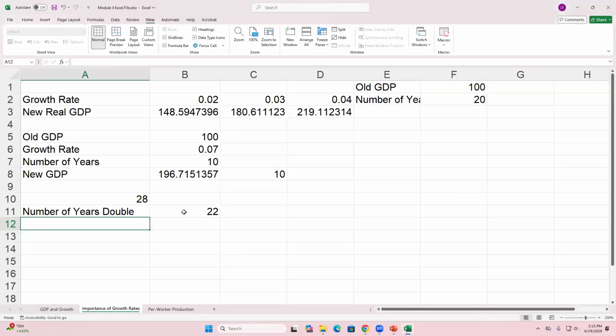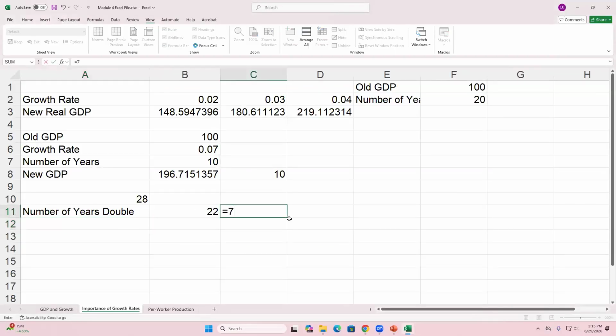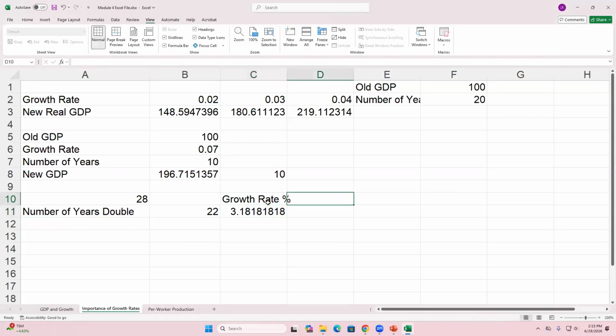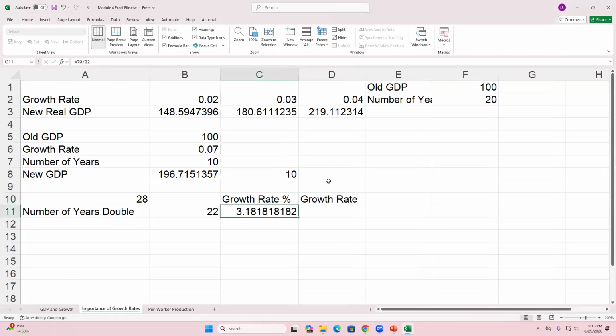Okay. So if I go back to Excel, and I say the number of years to double I know is 22, then the growth rate I would need is 70 divided by that number of years. So 3.18 would be the growth rate I need as a percent. If instead I was asked for the growth rate in decimal form, we can always go from a percentage to decimal form by simply dividing by 100. Okay, so that's the growth rate that I would need.